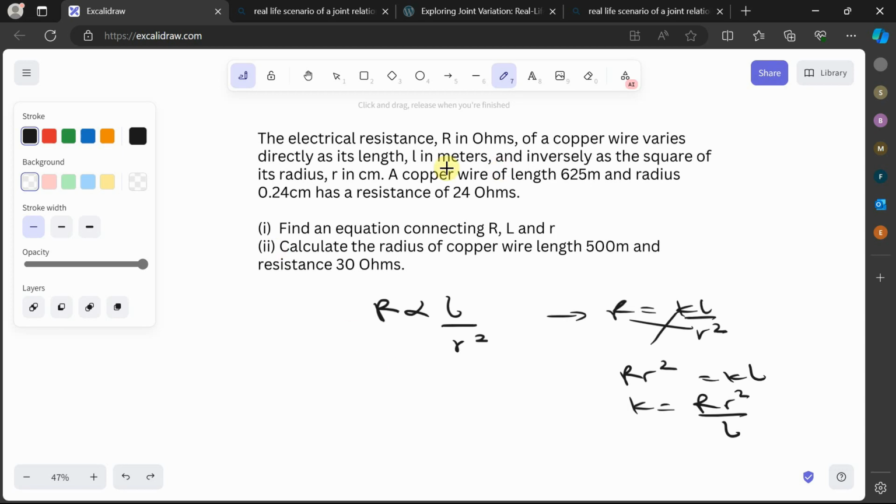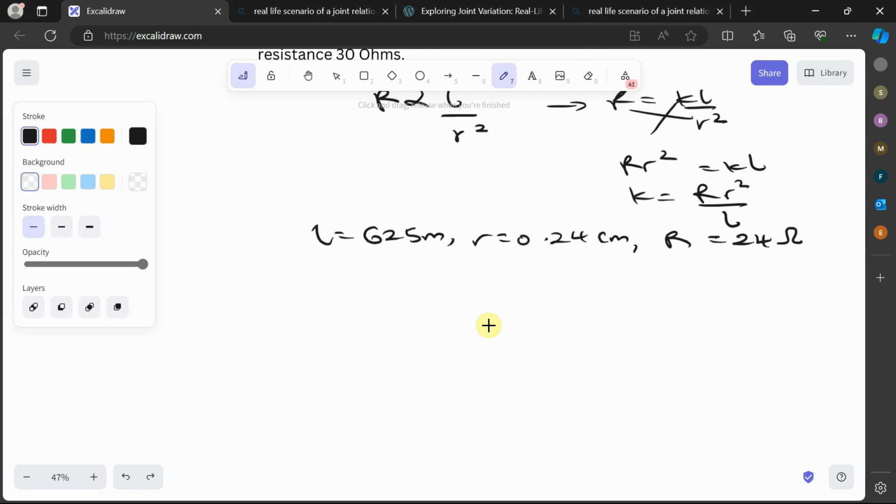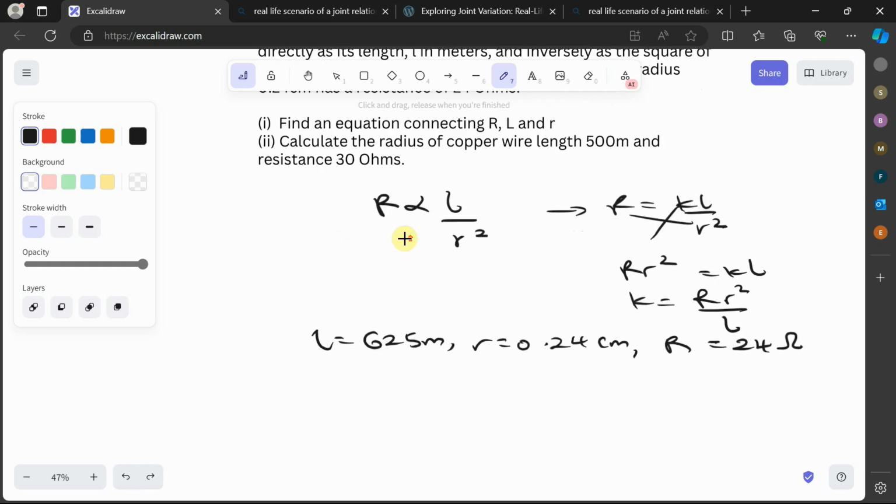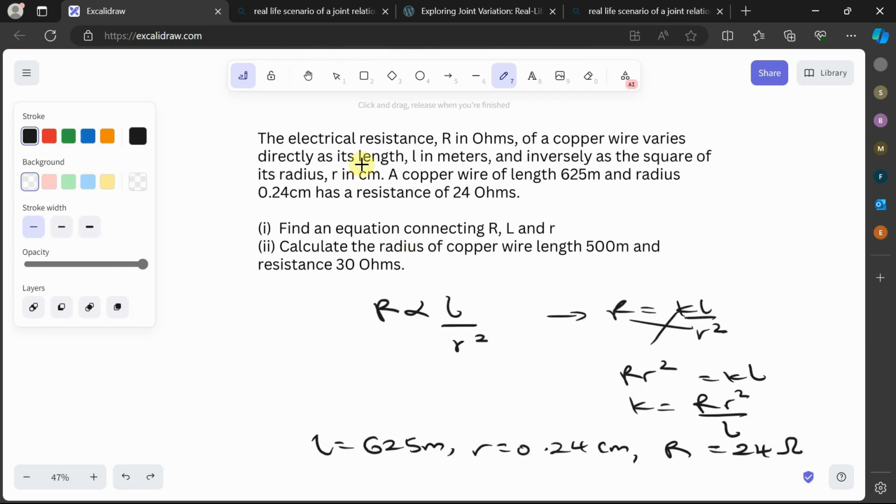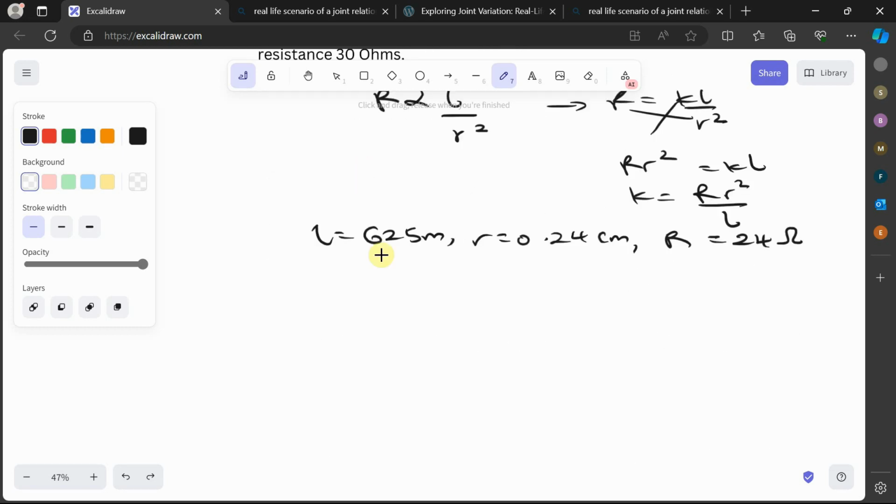We're told that the length, L, is 625 meters, the radius r is 0.24 centimeter, and the resistance, which is capital letter R, is 24 ohms. If you do physics, you know that this is the symbol for ohms. You could say this is centimeter, that is meters, and be tempted to convert, but look at the original question. They said L in meters and inversely as the square of the radius, r, in centimeters. So I don't think we're meant to convert anything. I could be wrong, but I don't think we're meant to convert anything.